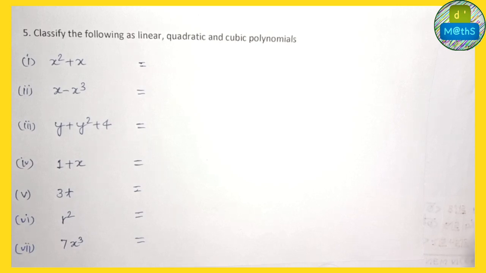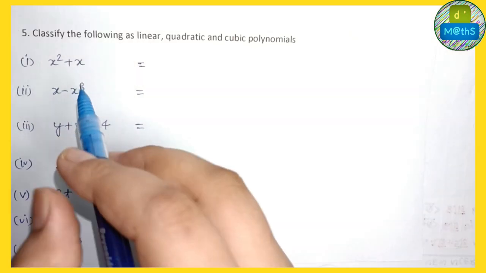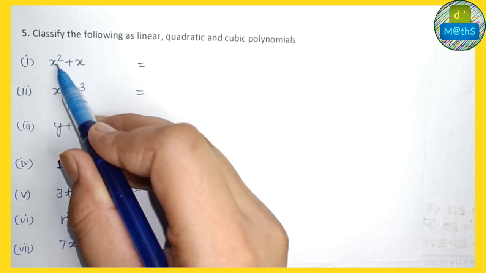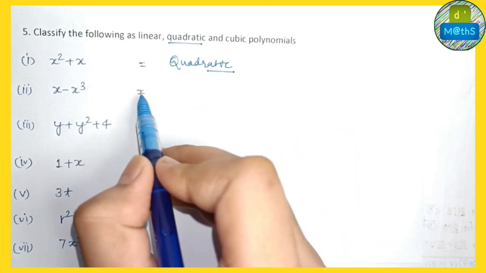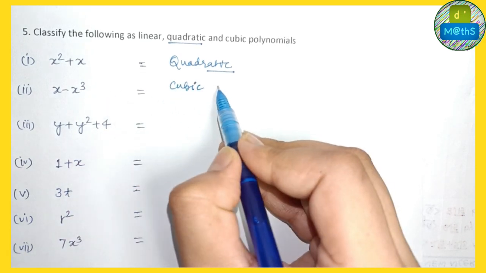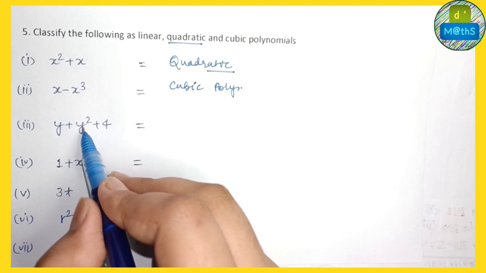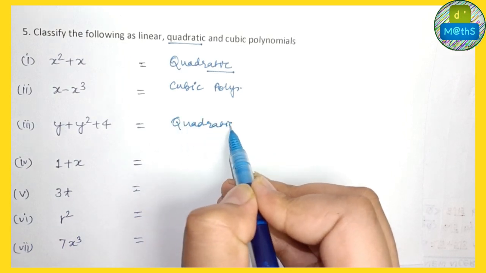Now moving to your fifth question. I have discussed how the degree of a polynomial can be classified as linear, quadratic and cubic polynomial. In the first question, the maximum power of the term x is 2 only, so this will be a quadratic polynomial. Here the maximum power of the variable x is 3, so this will be a cubic polynomial. Similarly here the maximum power of y is 2, so this will be your quadratic polynomial.